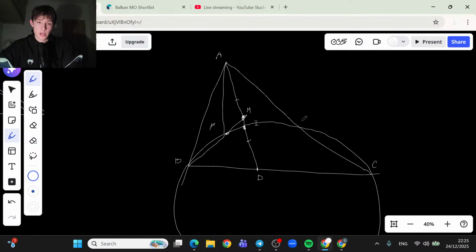AFC is 90. So how about we mark the midpoint N here of AC? That seems reasonable. And we just want to show that AN equals NF equals NC. And we know that, for example, MN is parallel here. So that's, I guess, at least something.